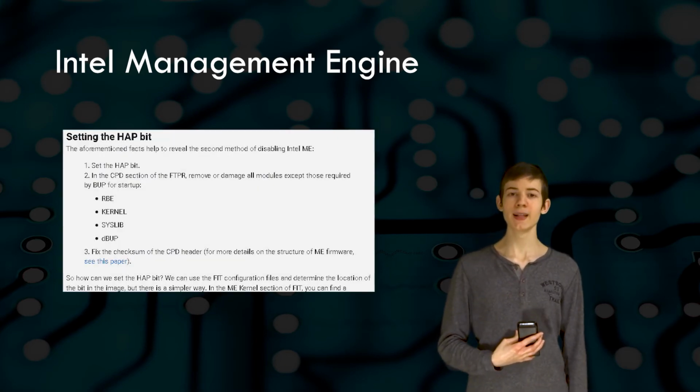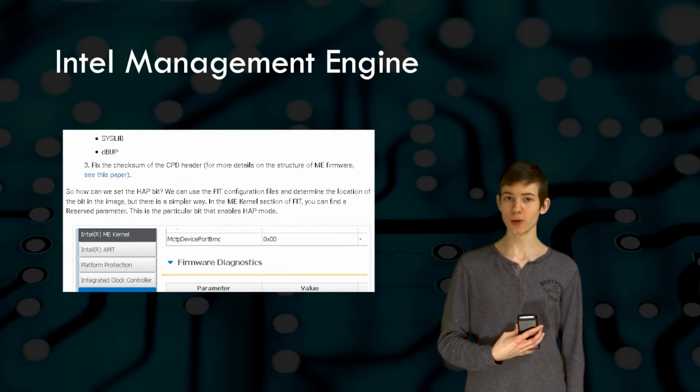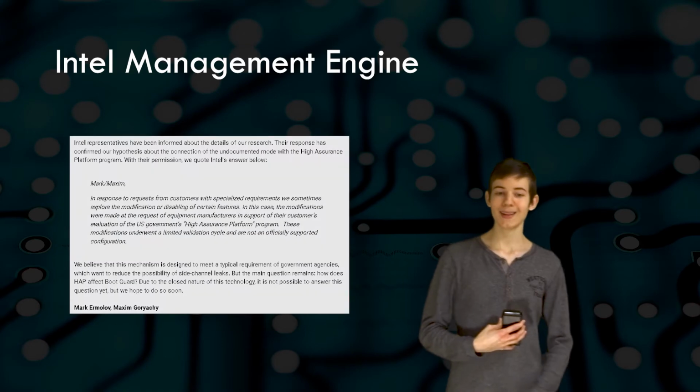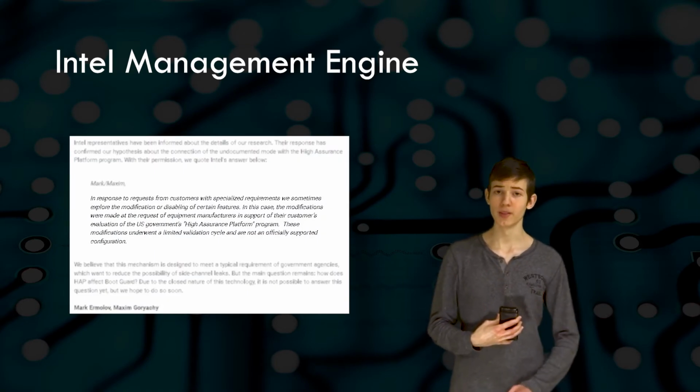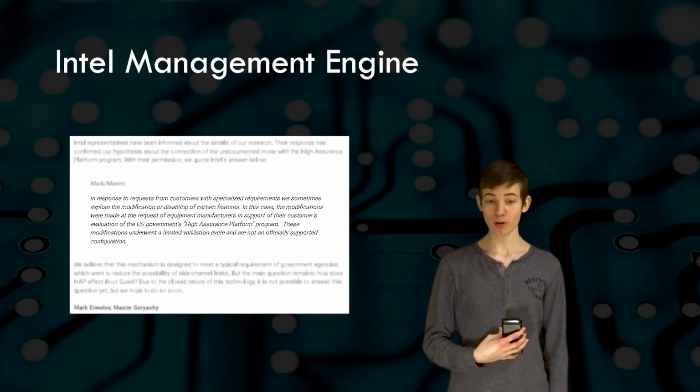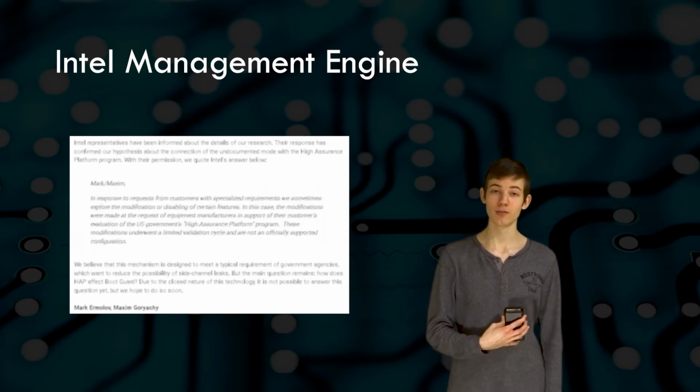Researchers later discovered a hidden bit inside the management engine's firmware code that when set to 1 would disable the management engine. Intel later confirmed that the function was implemented on behalf of the NSA, so they could use Intel's system without the risk of leaking highly confidential information.